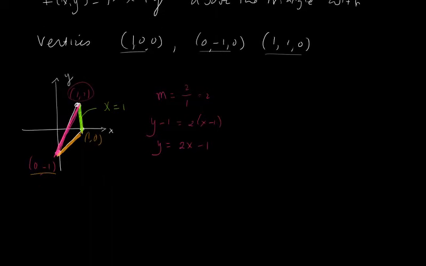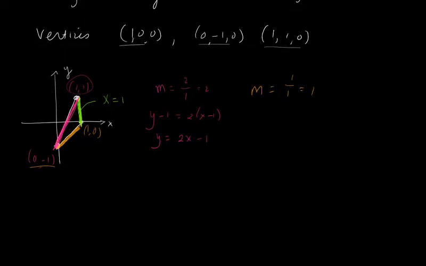All right, so we'll do the same thing. Our slope here is going to be 1 over 1, which is just 1. The y-intercept is -1, so we've got y equals x minus 1. Okay, so we have those.